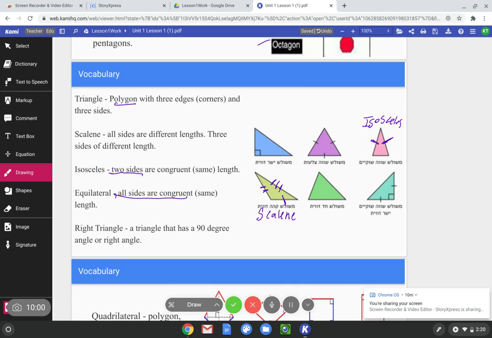Can y'all point out which triangle in this picture to the right would be equilateral? It would be this one.